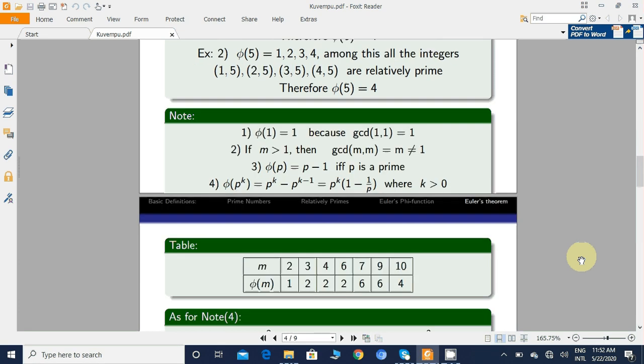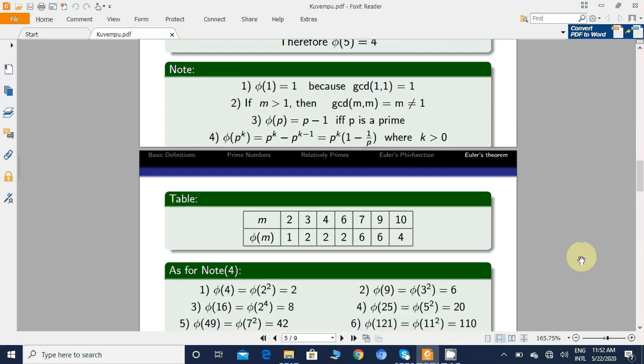On this basis, we will take some values of m and look at their corresponding phi of m. For example, m equals 2, phi is 1. When m equals 3, phi of m is 2. When m equals 4, phi of 4 equals 2. When m equals 6, phi of 6 equals 2. When m equals 7, phi of 7 is equal to 6, and so on.